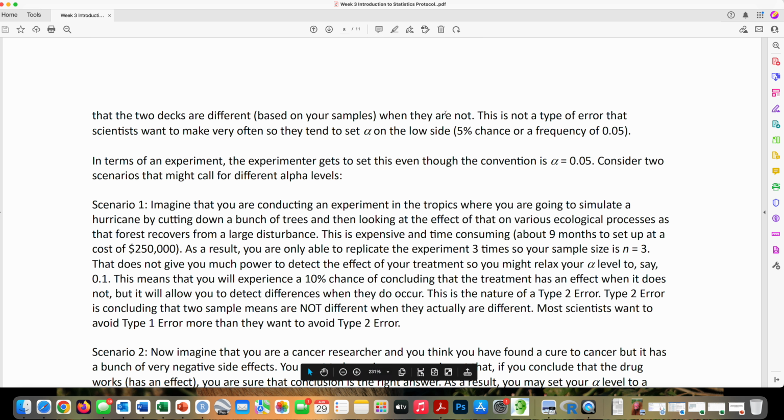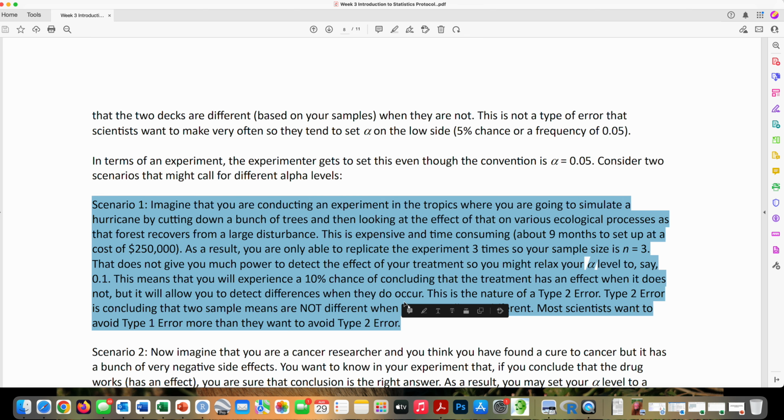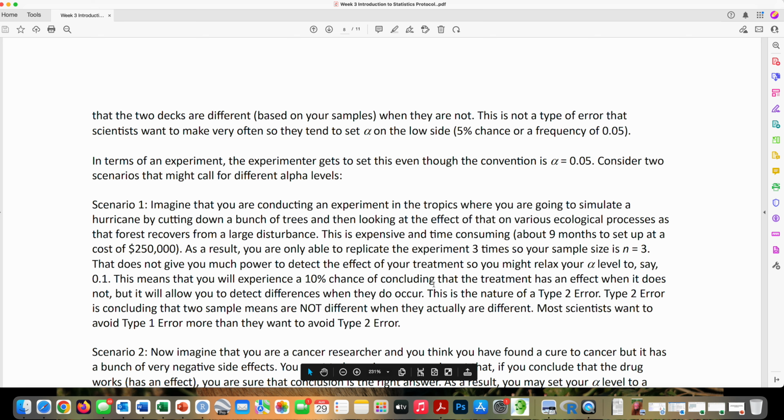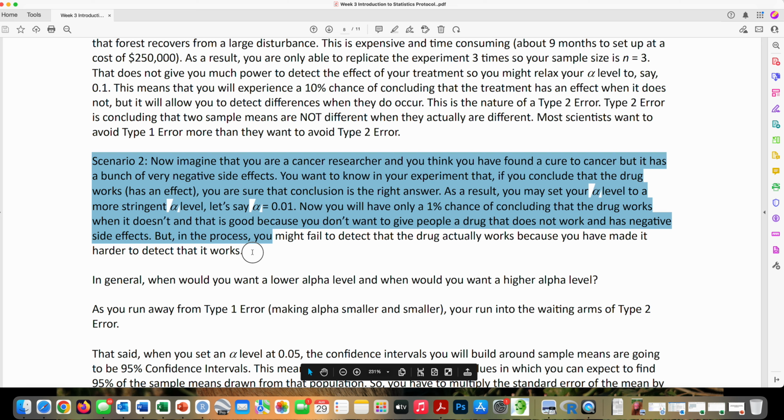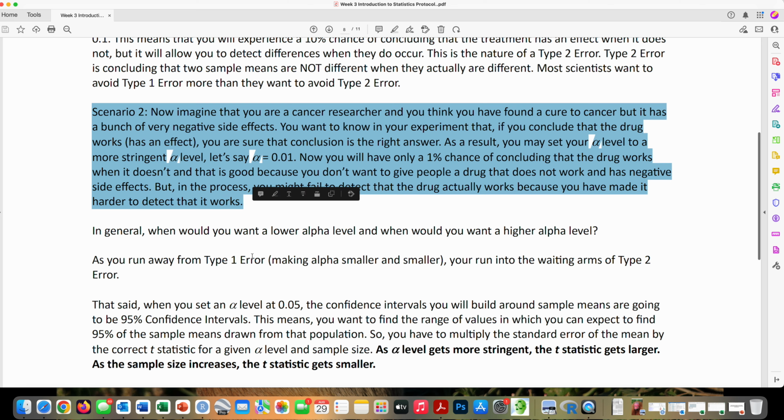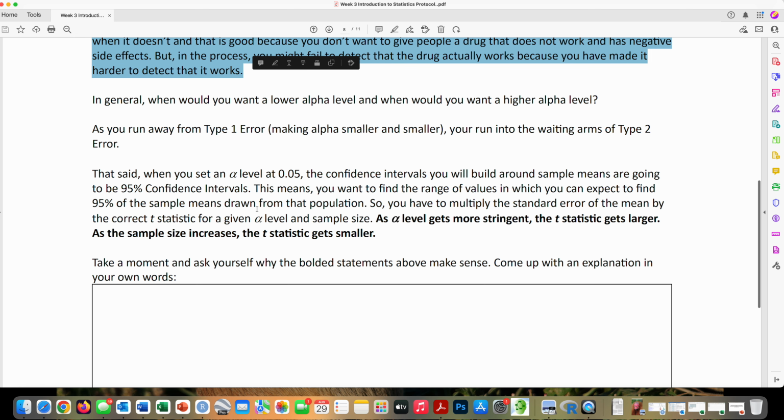We set what our alpha level is as scientists, but there are some limits as to what you can do with alpha. And so there are two scenarios that hopefully will make sense to you on why you might want to relax your alpha level in the first scenario, and why you might want to make your alpha level more stringent in the second scenario. And then the idea is that they get an idea as to what alpha level is, so that they can then understand why we're using an alpha of 0.05 and why that 0.05 alpha level translates into a 95% confidence interval when we use alpha to make confidence intervals.